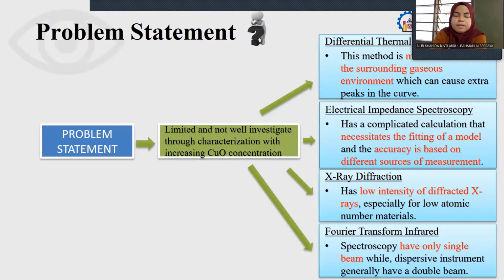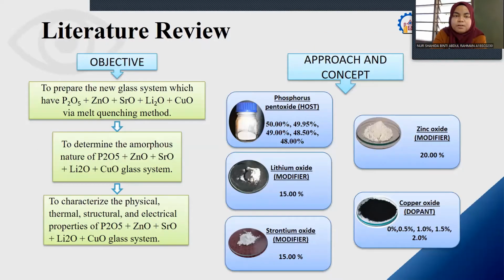It is limited and not well investigated through the four characterizations, including differential thermal analysis, electrical impedance spectroscopy, X-ray diffraction and Fourier transform infrared, with increasing copper oxide concentration. For the literature review, the objective is to prepare the new glass system by the melt quenching method and to determine the amorphous nature, physical, thermal, structural, and electrical properties of the glass system.